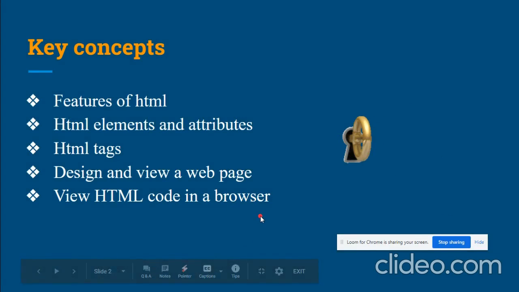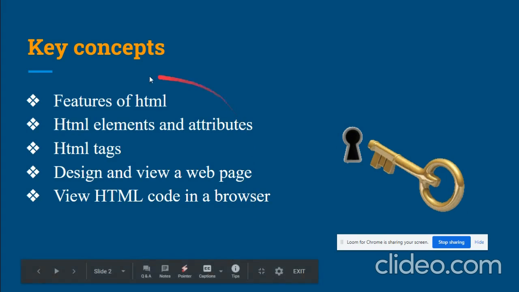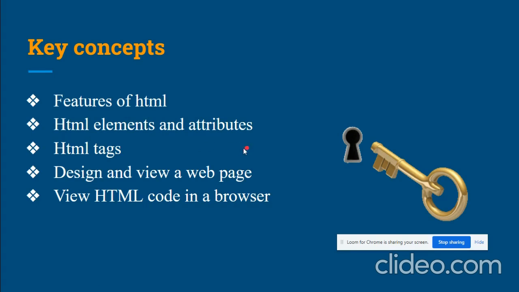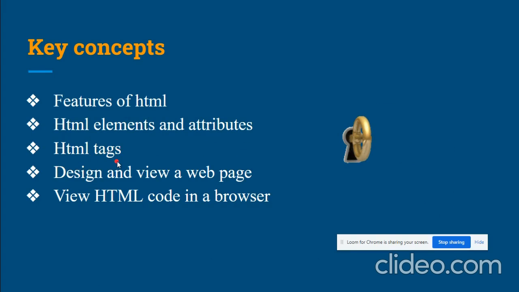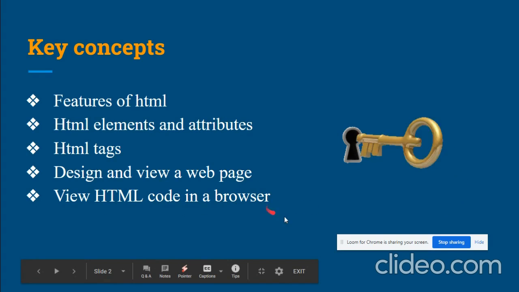In this lesson, we are going to see 5 key points: features of HTML, HTML elements and attributes, HTML tags, design and view a web page, and view HTML code in a browser. So what are the features of HTML?